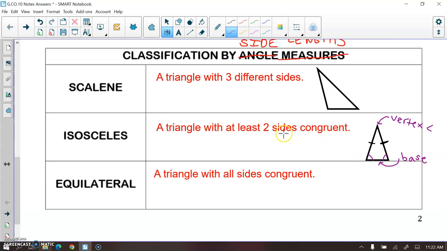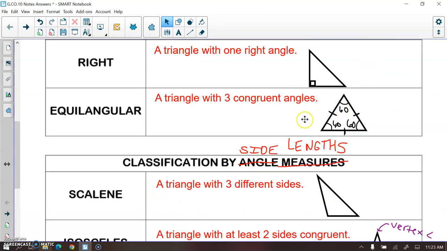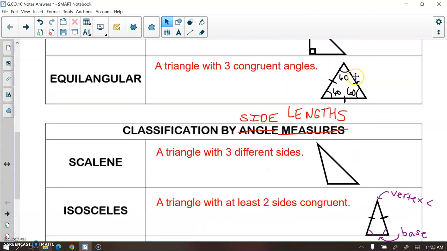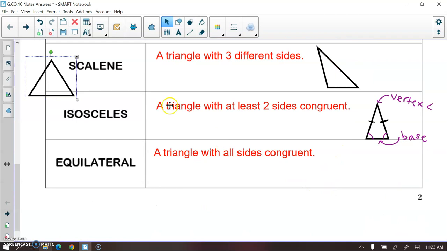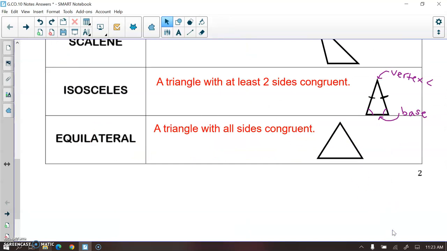Now, when I say a triangle with at least two sides, that means that all three sides can be congruent. However, the more specific name that you would give that type of triangle is an equilateral triangle. And an equilateral triangle is also equiangular, just like we have up above. So, I'm just going to copy and paste that triangle, and I'm pretty much going to draw the same exact thing that I did for equiangular.